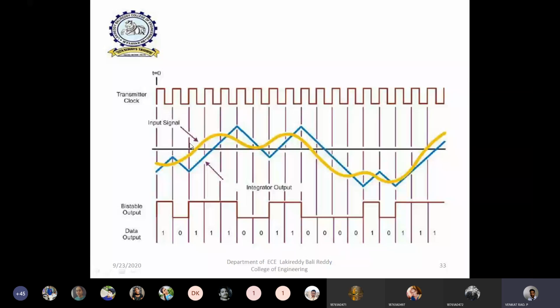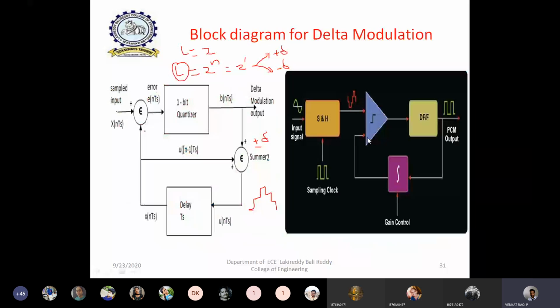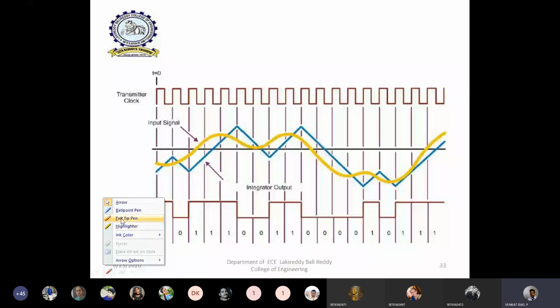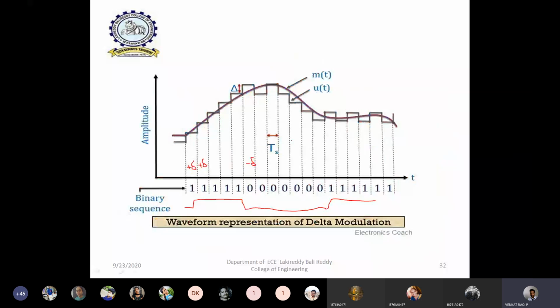Let us consider this yellow color line is the random input signal, and this input signal is going to be compared with the integrator output. This integrator output can be considered like a staircase waveform. That means if you zoom this blue color line in the CRO screen, then inside that you can clearly observe that there are some step sizes like this. That means a kind of staircase waveform is obtained, as I have explained.